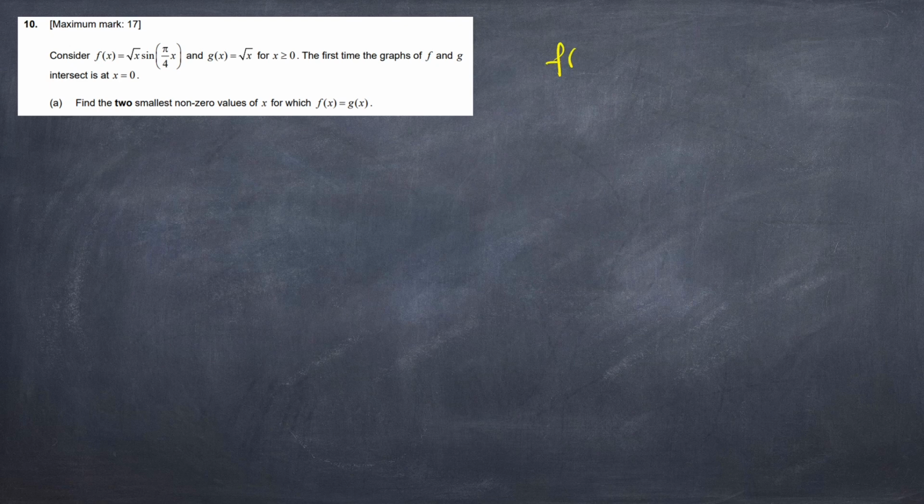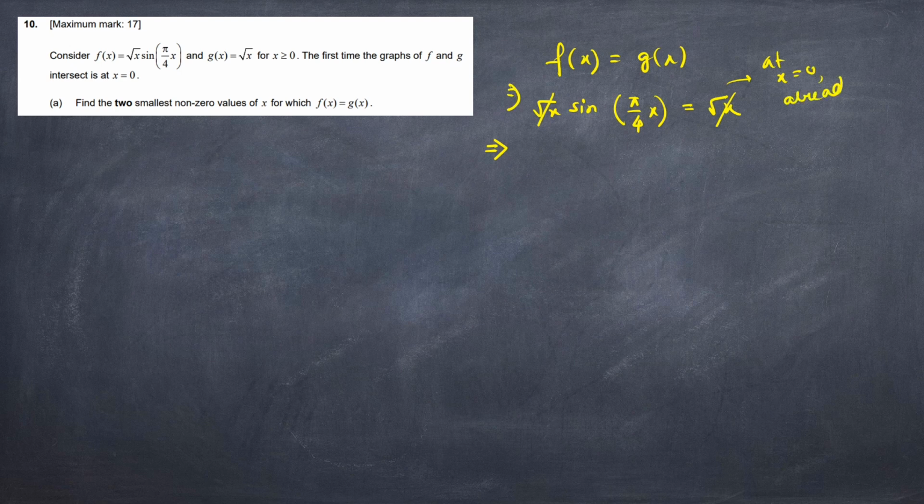So the condition is given as f(x) is equal to g(x). So from here we can write, if the two graphs are intersecting each other, then root x sine(pi by 4 x) is equal to, from here we can write g(x), the value is root x. So we have written that, and after that we can cancel out root x, because at x equals 0, already we have f(x) equals g(x). So now we need to compare only this term, that is sine(pi by 4 x) is equal to 1.